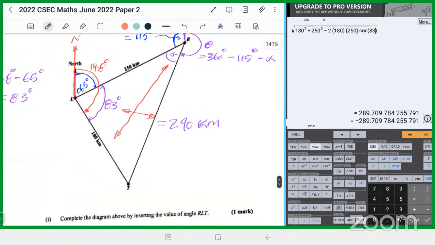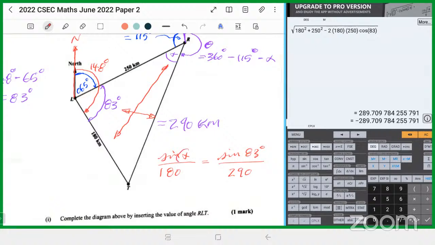So I'm going to say sine of alpha over the side opposite to the alpha, which is 180, is equal to sine of the angle that we know. The angle that we know is 83 degrees, over the side opposite the 83 degrees, which is 290. That's the sine of alpha, and that's the sine rule, you know.